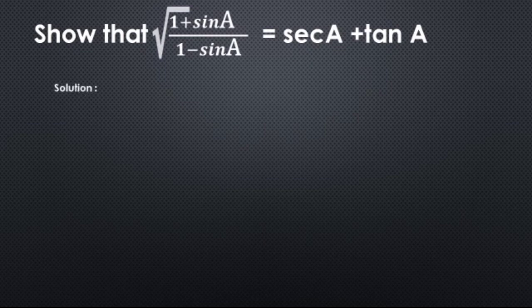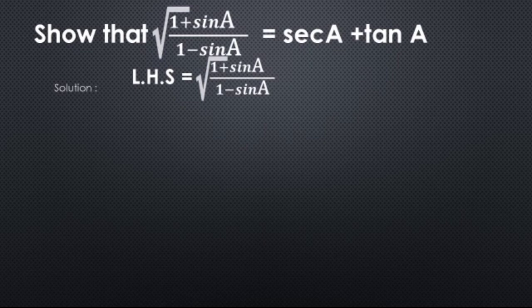Solution. In this problem, root of (1 plus sin A by 1 minus sin A) is LHS and secant A plus tan A is RHS. So, let's take LHS is equal to root of (1 plus sin A by 1 minus sin A). Multiply and divide by 1 plus sin A.